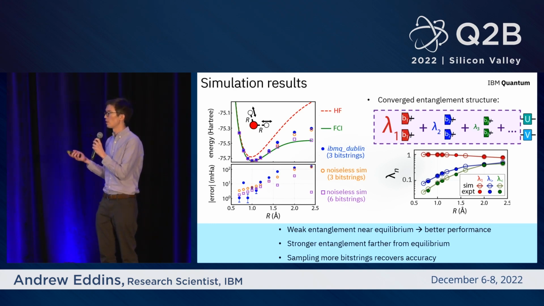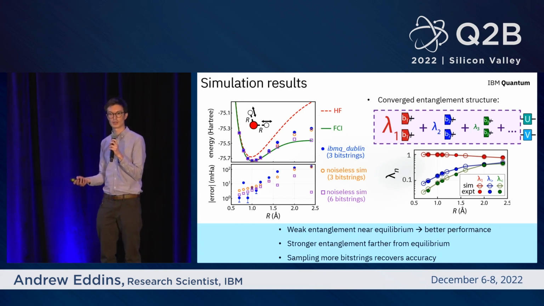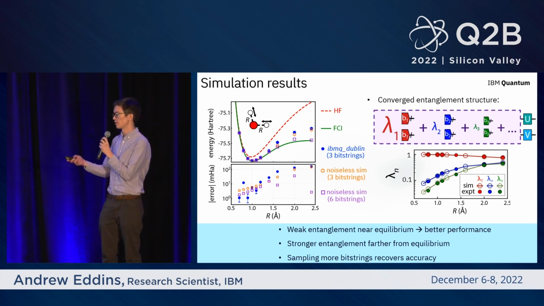In this experiment, we are actually truncating the Schmidt decomposition to include 3 bit strings. And with only 3 bit strings, we don't have enough expressivity in our ansatz to capture that stronger entanglement and its effect on the energy. So that's leading to an increase in the error in the lower left.